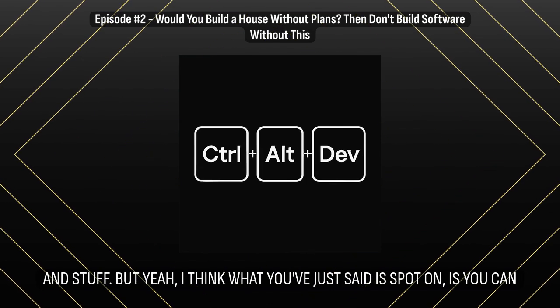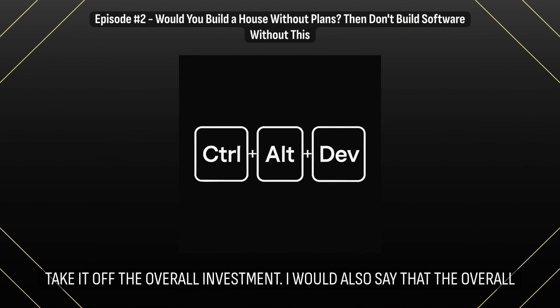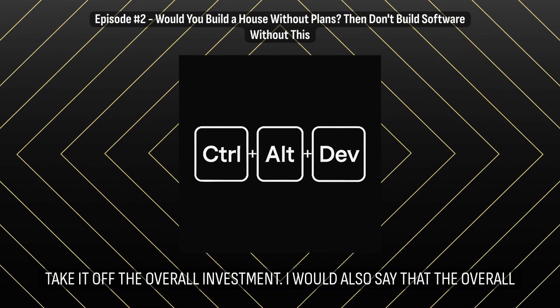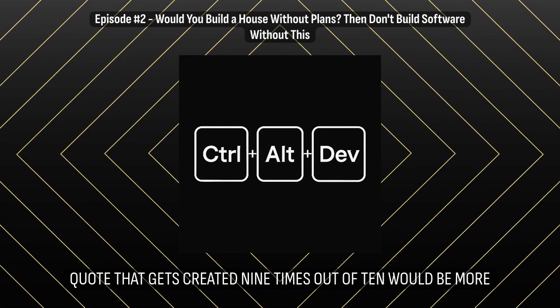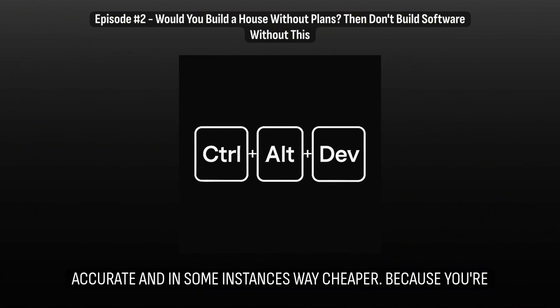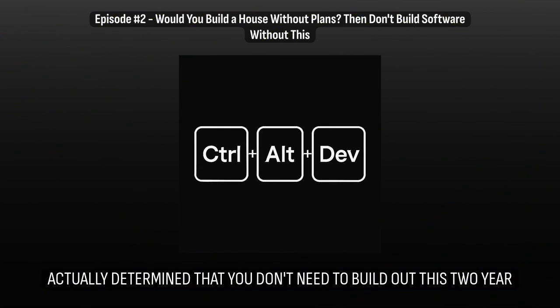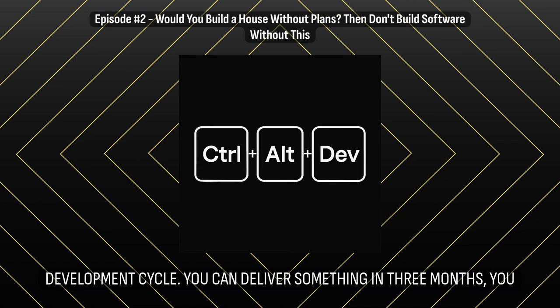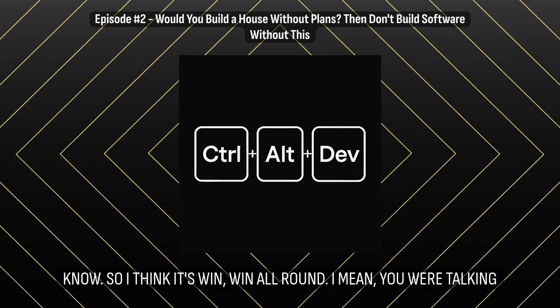But I think what you've just said is spot on, is you can take it off the overall investment. I would also say that the overall quote that gets created 9 times out of 10 would be more accurate, and in some instances way cheaper, because you actually determine that you don't need to build out this 2-year development cycle. You can deliver something in 3 months. So I think it's win-win all round.